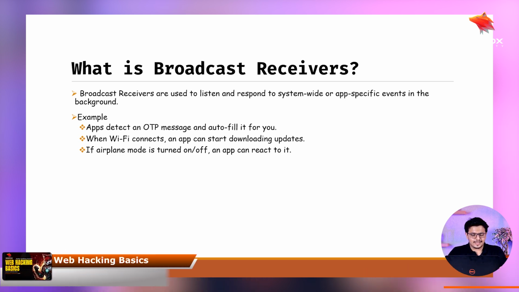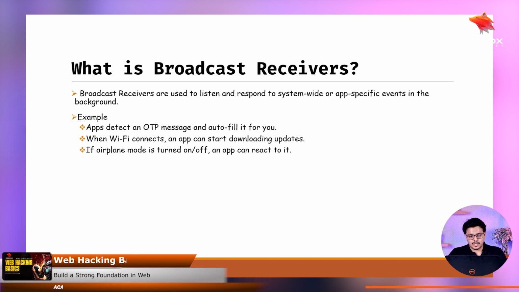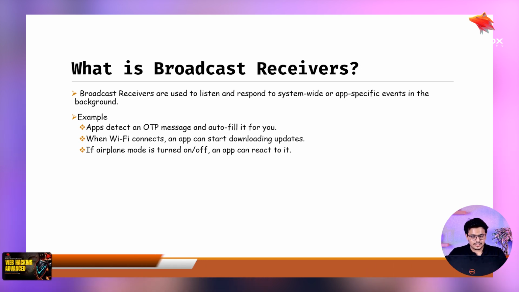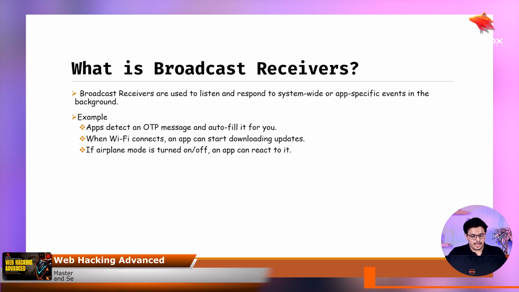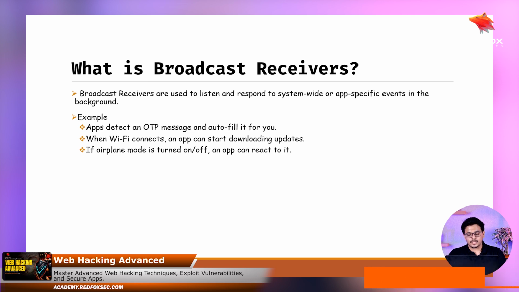Another example can be, if you are traveling, going on a plane, and you turn on your airplane mode, how does the application inside your mobile device react to that particular change? It uses the receivers. Once you have turned on airplane mode, the application might shut down or there won't be any kind of communication. So this is how broadcast receivers actually work in an application.